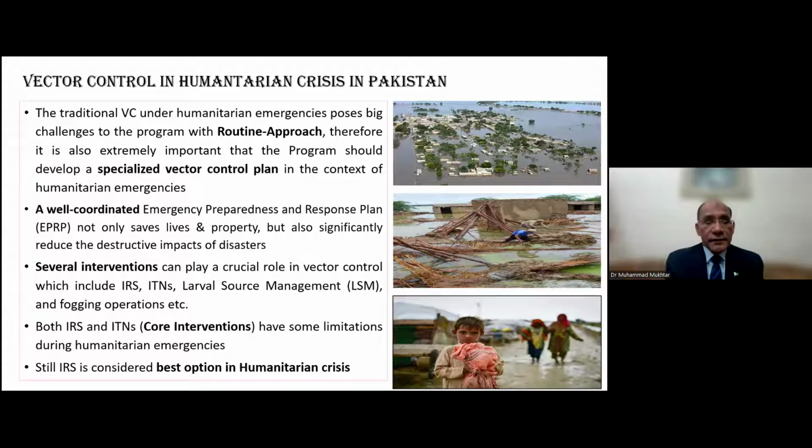You know that there are several interventions for vector control, which include IRS, larval source management, and ITNs. Out of these, both IRS and ITNs have been recognized as core interventions, but these interventions have some limitations under a humanitarian crisis. But still, out of these 2 core interventions, IRS is considered the best option under a humanitarian crisis. And here is an example from Pakistan. Please, next.